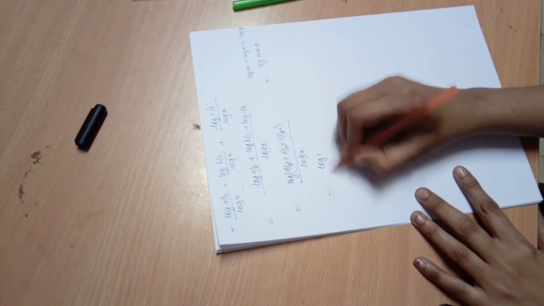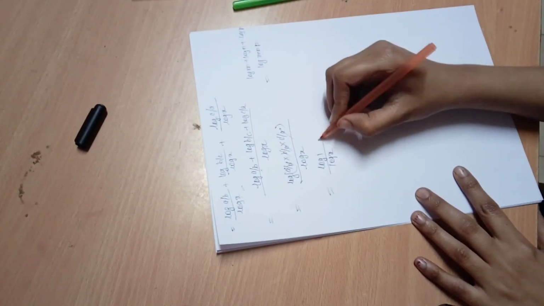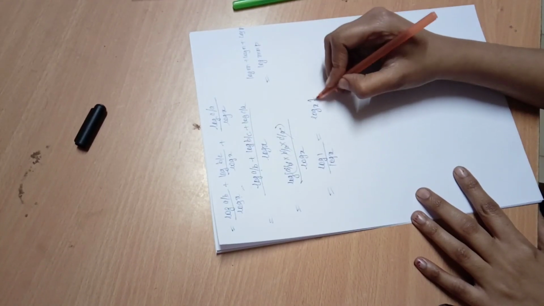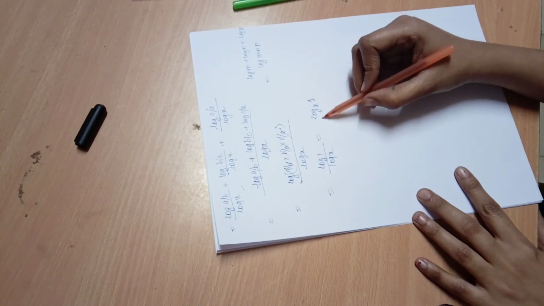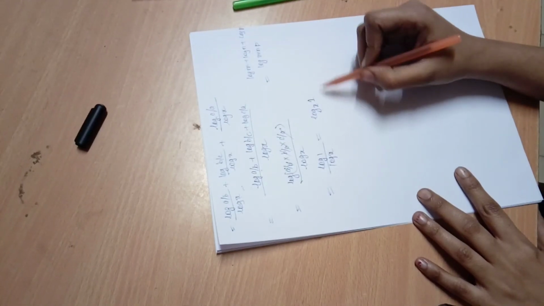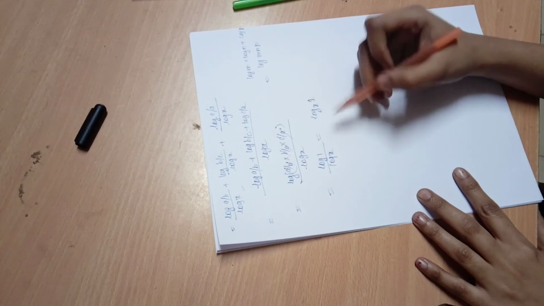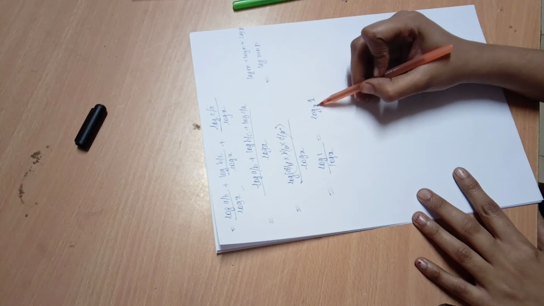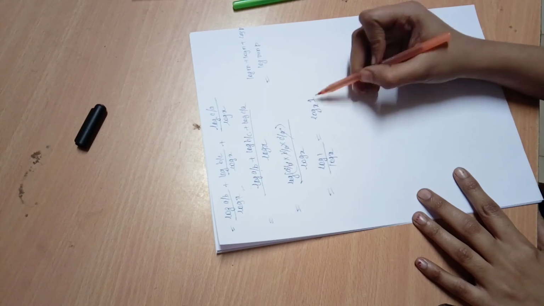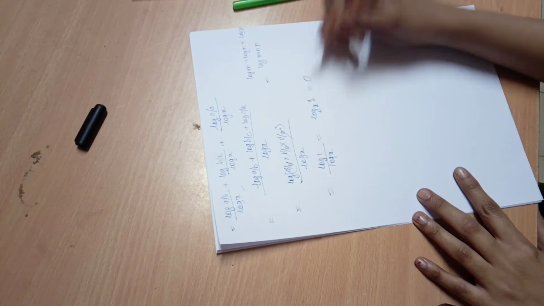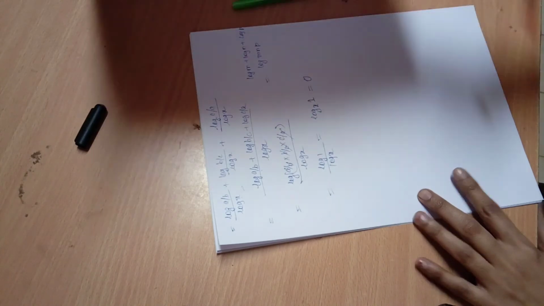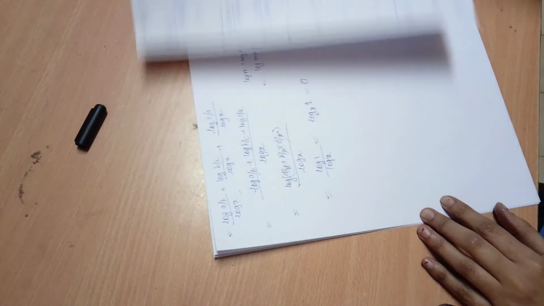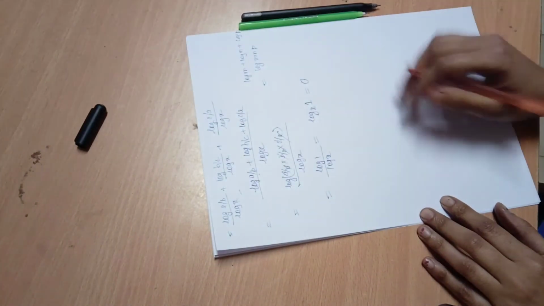So I'm left with log 1 by log x. That is nothing but log to the base x of 1, right? And now you already know that there is one more property that I told in the previous few minutes, that whatever the base is, when I find log 1, it is always 0. So my answer here would be A, 0.